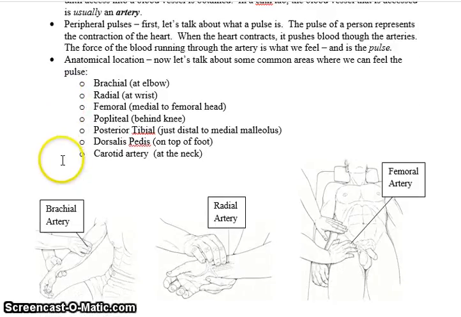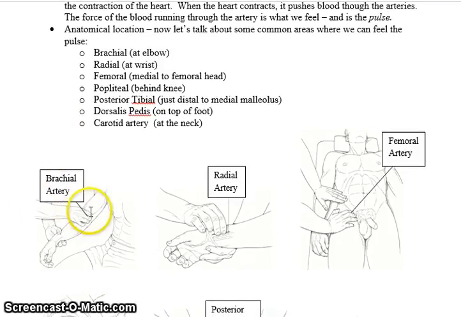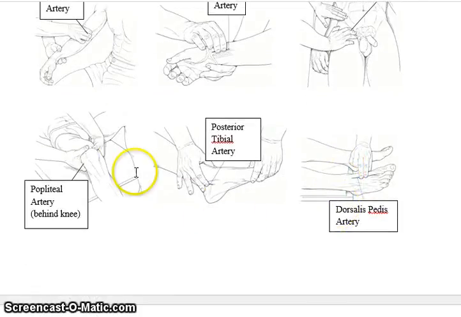And then here are the anatomical locations where we can feel the pulse. So this is places in the body where the artery becomes a little bit more superficial, meaning more towards the surface, and it usually crosses a bony landmark, and that is why we are able to feel it. So of course the brachial artery is in the elbow area. We can feel the radial artery in the wrist area, femoral artery in the groin area, popliteal behind the knee, posterior tib is on the lateral aspect of the ankle. Dorsalis pedis is on the dorsal aspect of the foot.